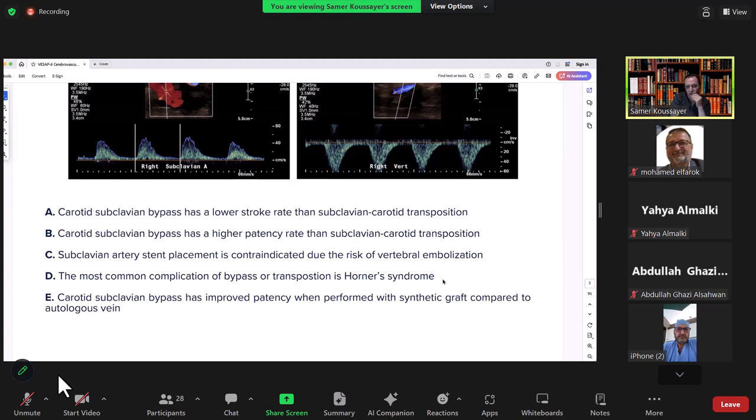But if you decide to use a covered stent, you have to be very careful with the sizing because you don't want to cover the vertebral artery. So if you are very close to the vertebral artery, I prefer to use an uncovered stent, in case the stent covers the subclavian and the vertebral artery. This is for endovascular.